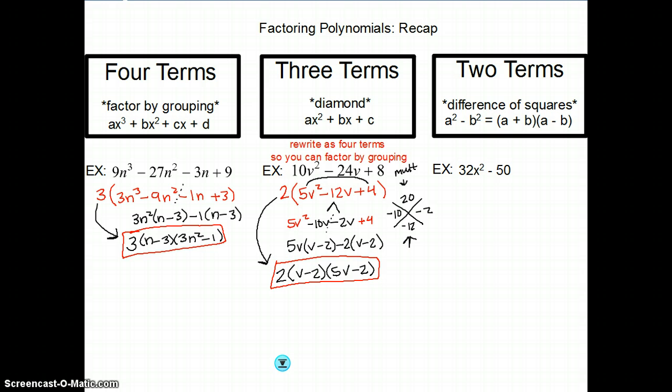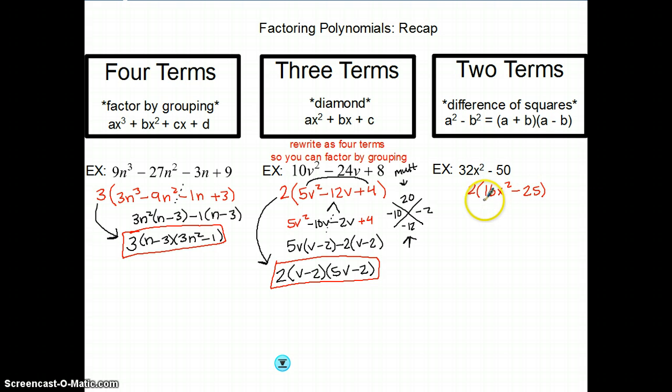Our third method is factoring a polynomial with 2 terms. Step 1, as always, look for a greatest common factor. Between 32 and 50, I may take out a 2, leaving me with 16x squared minus 25.